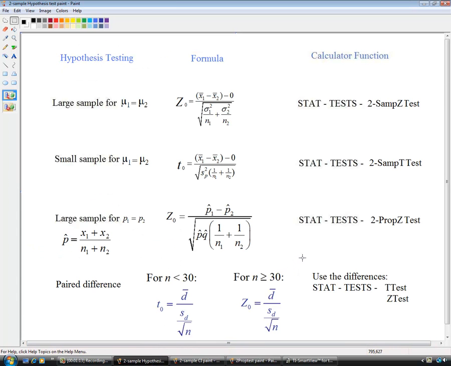Now, determining the calculated function we're going to use, we're dealing with two proportions. That's the large sample for p1 equaling p2. This will be our test statistic, and that will be calculated by our 2-prop z test. So that's what we're going to run in the calculator.